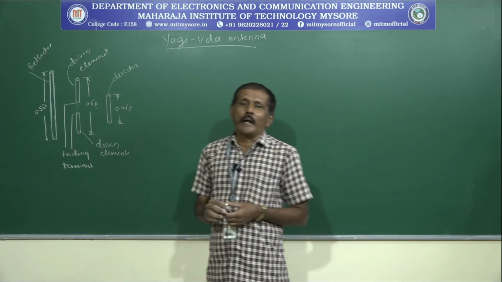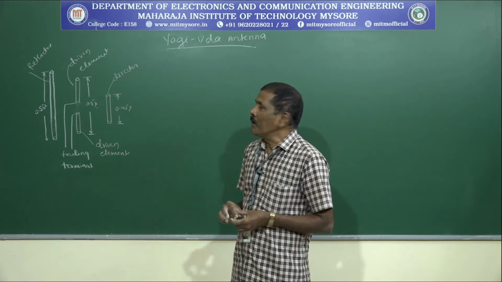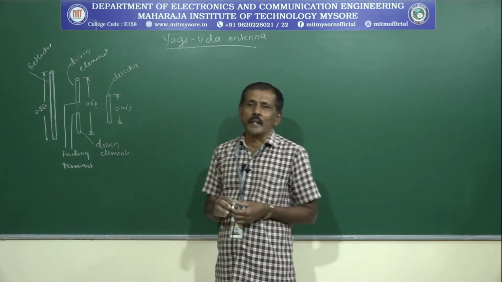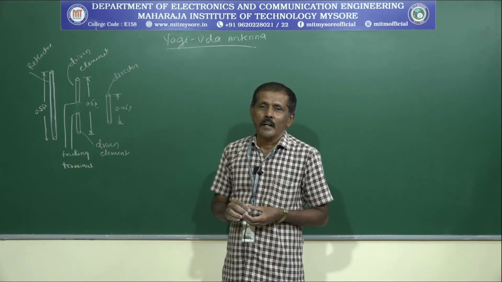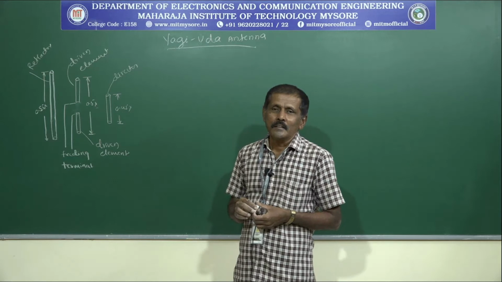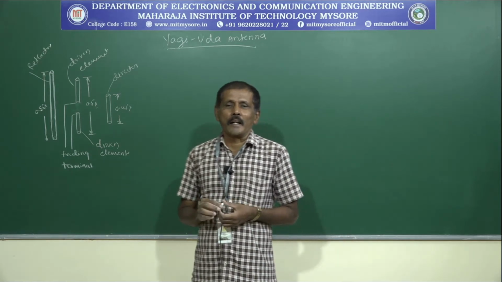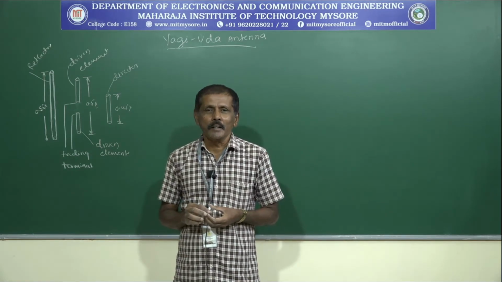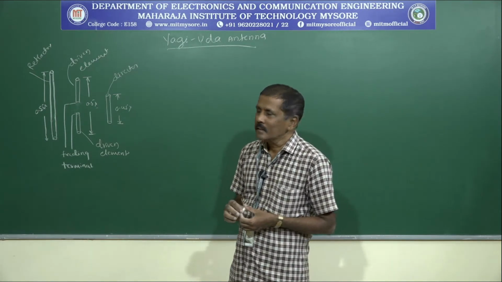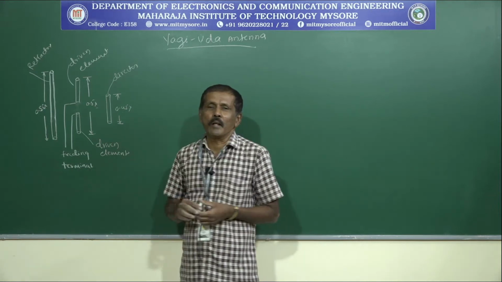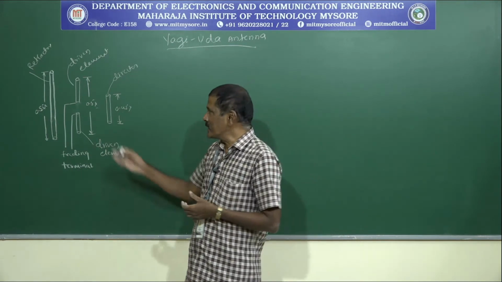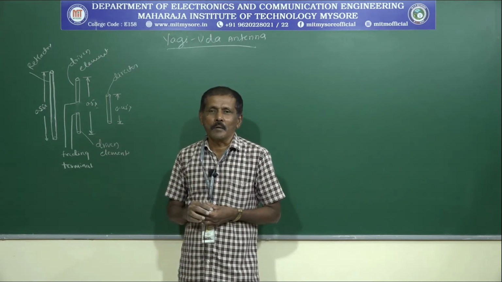In the Yagi-Uda antenna, we have only one reflector and many directors. As the number of directors increases, the gain increases by 3 dB per director. The maximum number of directors allowed in the Yagi-Uda antenna is 11. That is, a maximum of 11 directors can be added to the Yagi-Uda antenna.